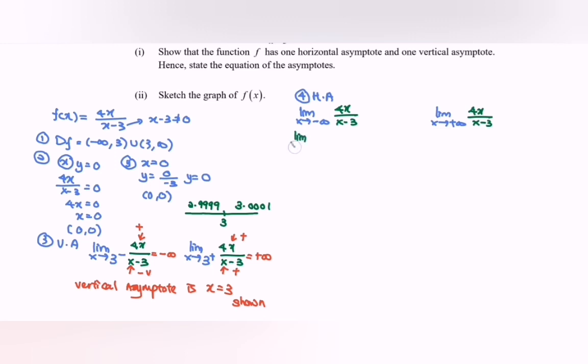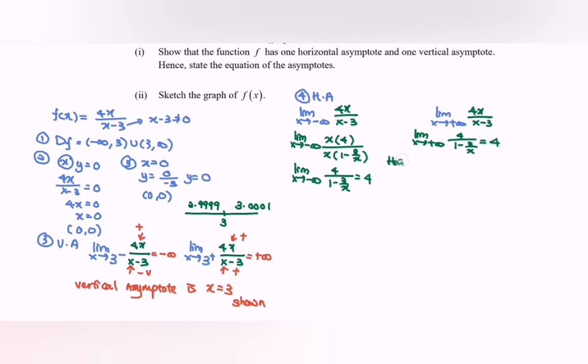So limit when x approaches negative infinity, kindly factor out the x. Here we have 4 over, factor out the x, 1 minus 3 over x. So limit when x approaches negative infinity, we have 4 over 1 minus 3 over x. If we substitute, we will have 4 over 1 minus 0. So here we have 4. Again, repeat the process. Limit when x approaches positive infinity, we have 4 over 1 minus 3 over x. Then the value of y will be approaching 4.